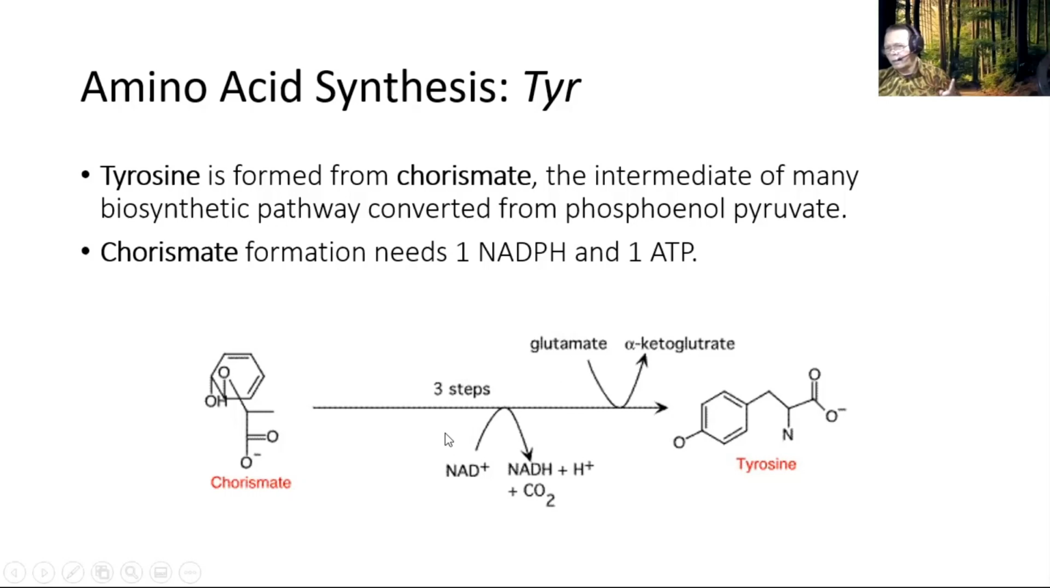Let's see this one. This is a reduction reaction. Then it continues by converting glutamate into alpha ketoglutarate. Then the product of this reaction will be tyrosine.